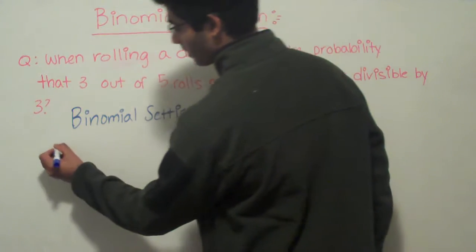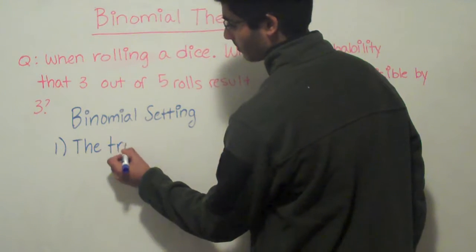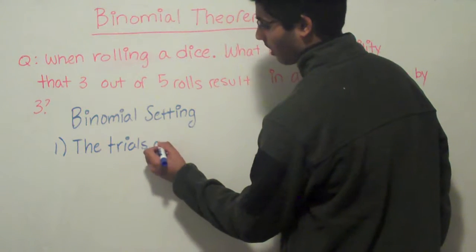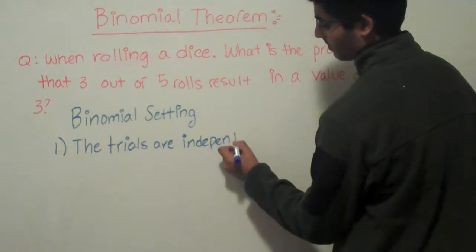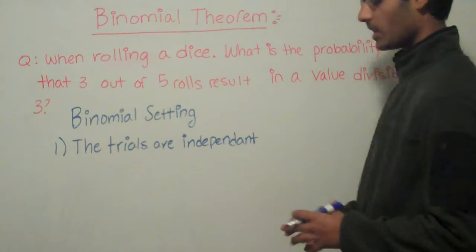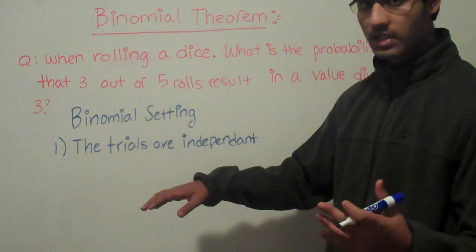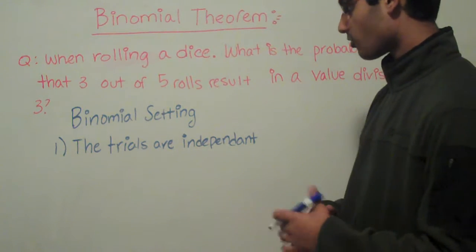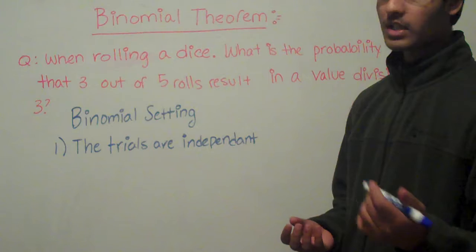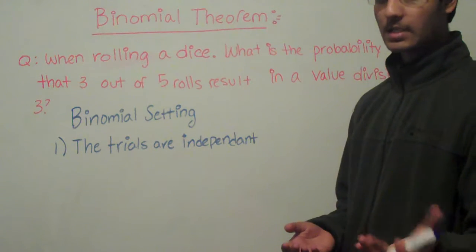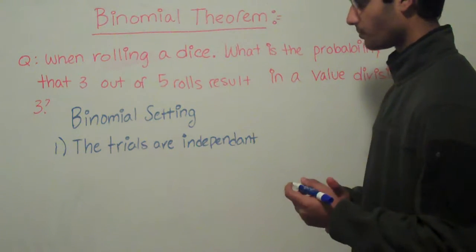So the first condition is that the trials are independent. So what does this mean? Well, this means that for each trial, the results of the previous trial don't influence the results of the next trial. So every trial is independent. An example of this is flipping a coin. If you get 3 heads in a row, that does not change the probability of getting heads on the 4th time. It's still 1/2 if it's an equally weighted coin.